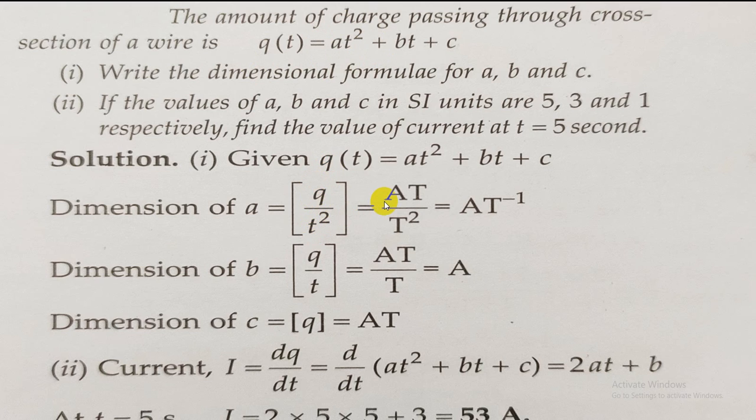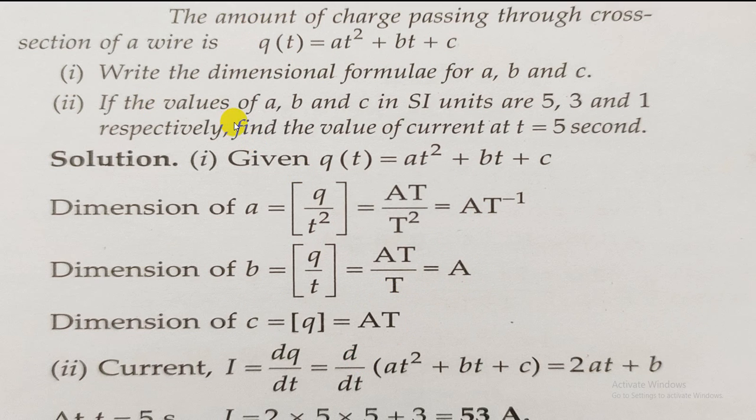Q is I into T. I is current, so dimensionally it is written as A into T, where T is time, divided by T square. So it cancels out. We have A T raised to the power minus 1. Similarly, for BT, the dimensions will be exactly equal to Q. So the dimension of B will be Q by T. So we put Q by T, so it is A only. And lastly here, the dimension of C is directly equal to the dimension of Q, that is AT.